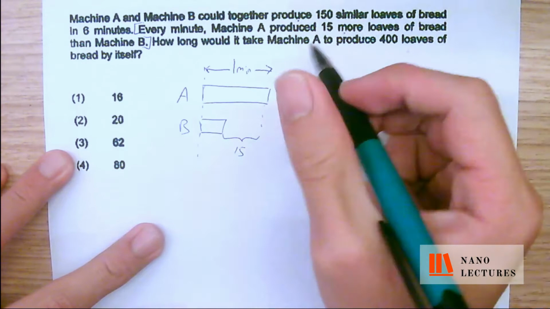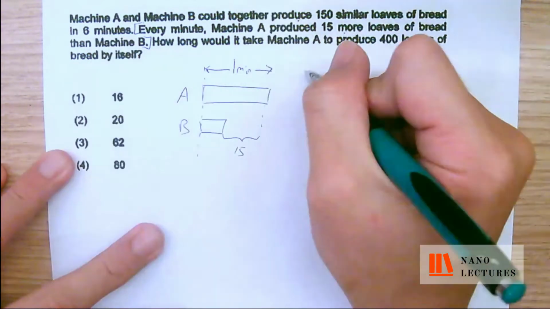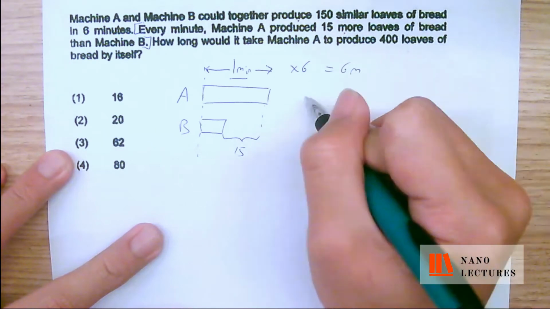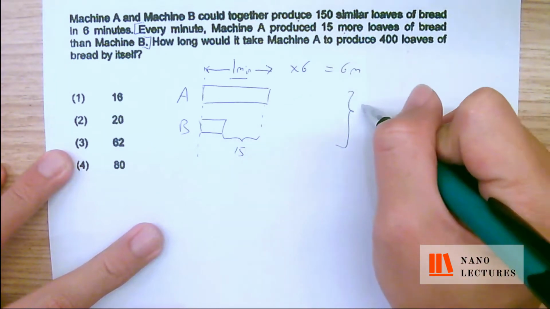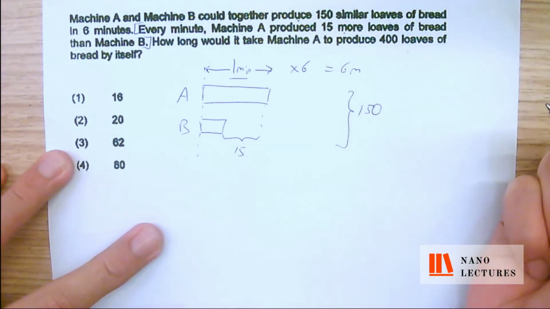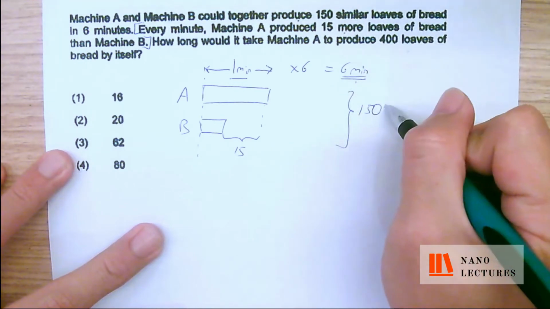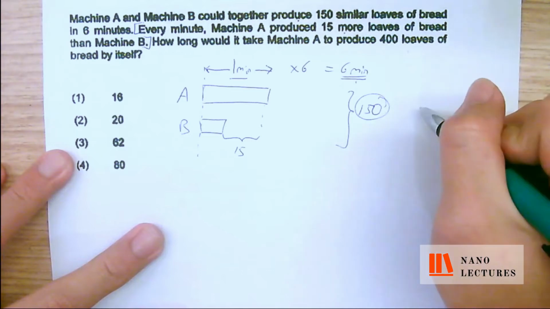Okay? And they are saying that in 6 minutes, that means I multiply this time by 6 here, because 1 minute times 6 will be 6 minutes. In 6 minutes, the total I should have is 150. Now, what if I'm just talking about 1 minute? In 6 minutes, it can produce 150. How about in 1 minute?